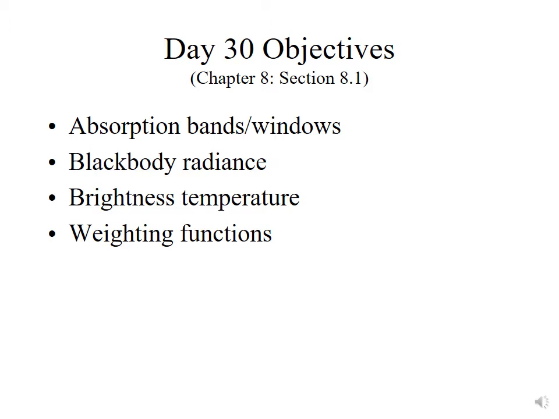Specifically, we're going to be looking at absorption bands and windows, looking at the transmittance of radiation through the atmosphere. We'll revisit blackbody radiance using the Planck radiation law, and we'll use that to determine the brightness temperature of objects and show how to do that. And then lastly, we will introduce the concept of weighting functions, which basically are used by satellites to determine what altitudes the satellites are most sensitive to in terms of the passive radiation that they are receiving.